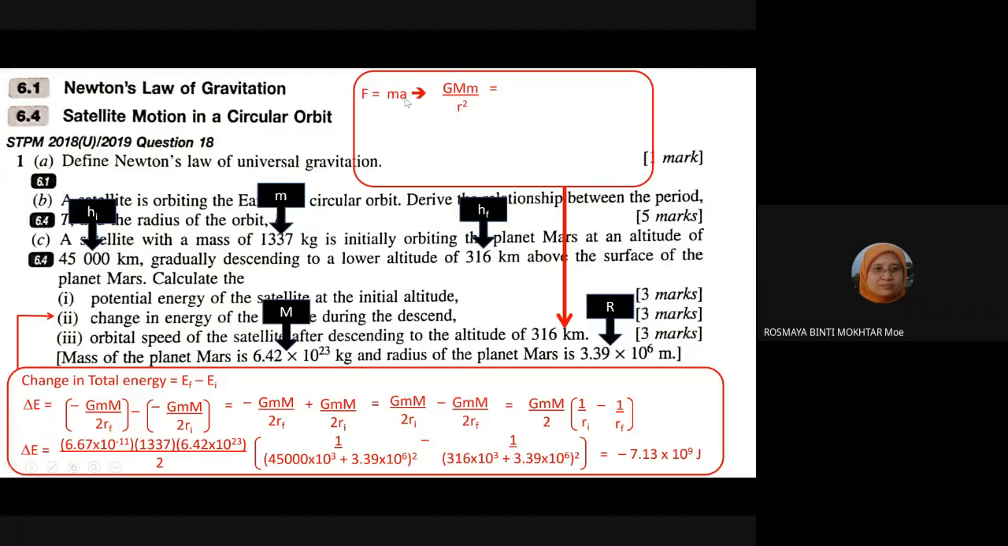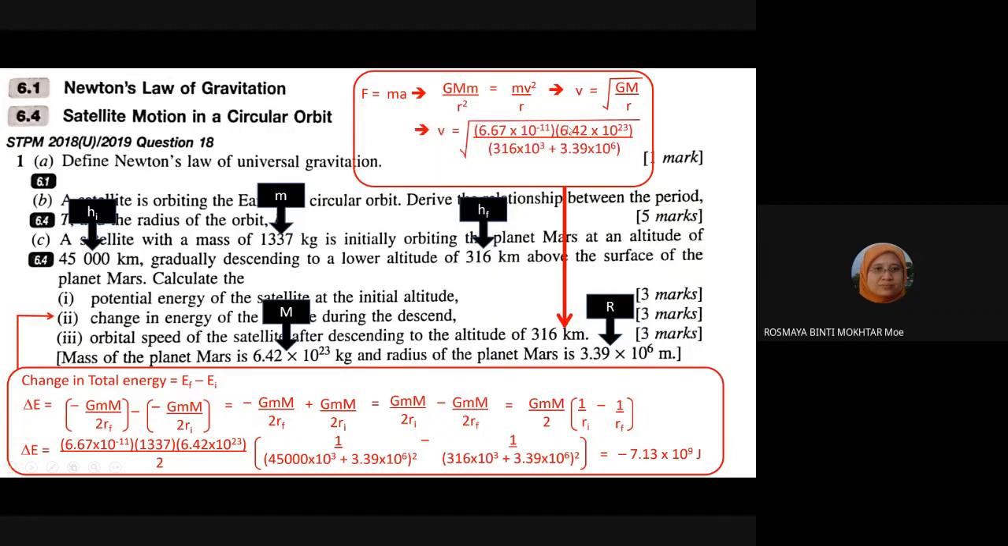Then the ma here, which one to be used? mv squared per r, mr omega squared, or mv omega? To find the speed, we use mv squared per r, because we want to find v. Omega, angular velocity, is not given here, so we use this one instead. You cancel the m and one of the r cancel out. So you get v equals square root of GM per r.